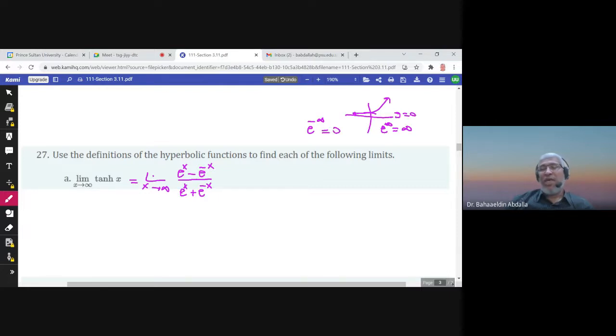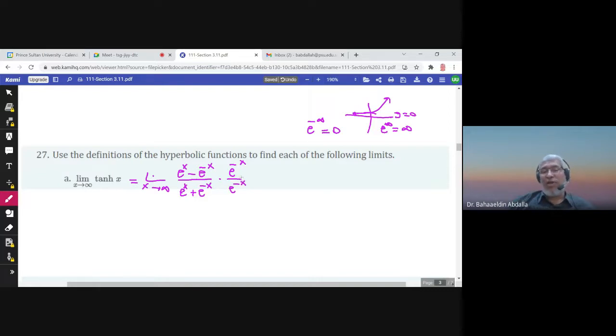So I can say that e to the power negative infinity is 0. So here I'll have infinity minus 0 over infinity plus 0, so infinity over infinity. Once I have infinity over infinity, I have to do something to find the limit. So usually, if you remember, we divide by the highest power. So you can divide by e to the power x here, okay? Or you can multiply by e to the power negative x.